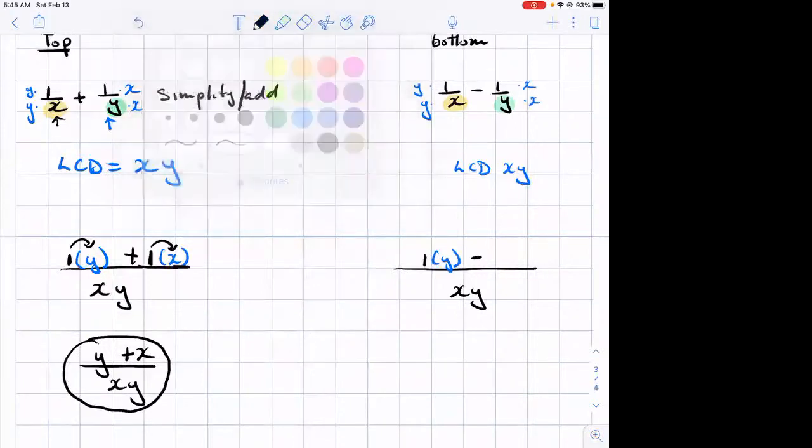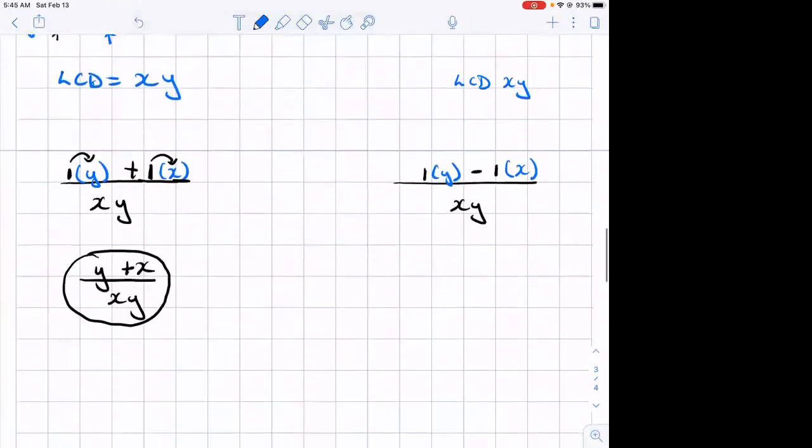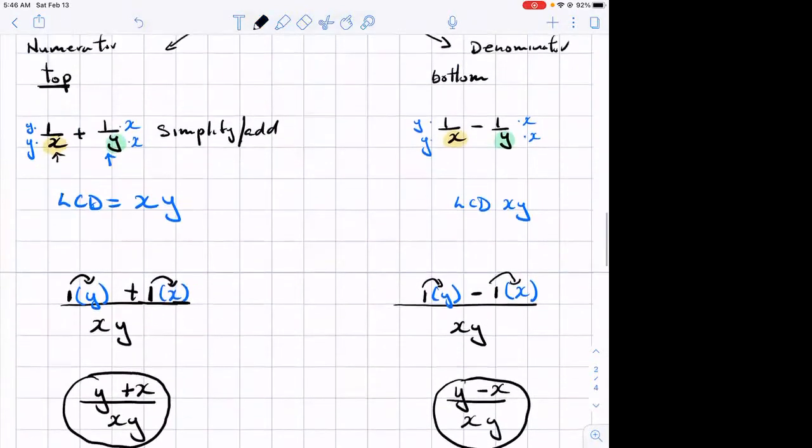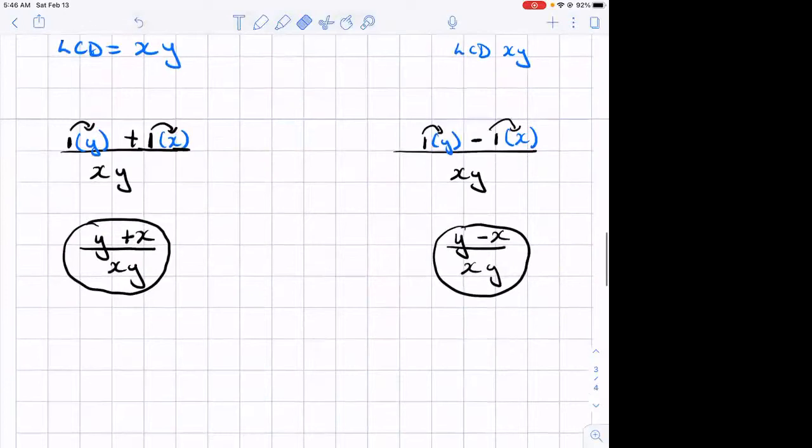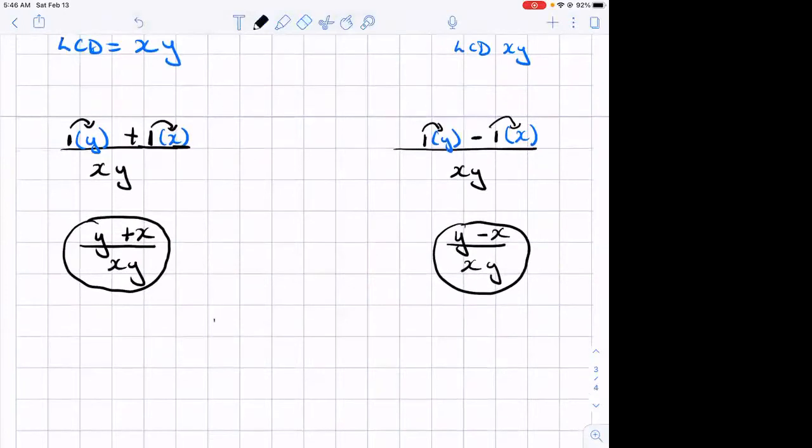So my numerator here will be 1 times x. And then if I multiply this, 1 times y is y, minus 1 times x is minus x over xy. So once again, here we have one fraction. Before we had two fractions, right? One minus another. Okay. So I will now rewrite the problem.